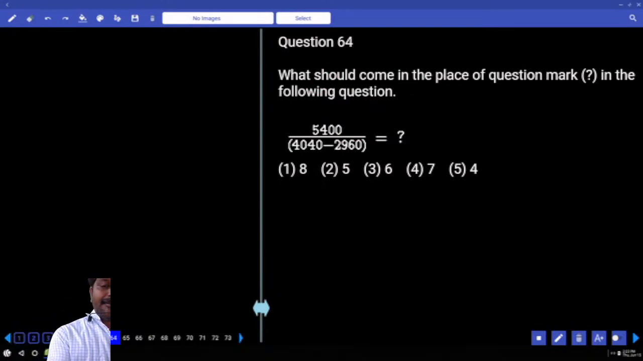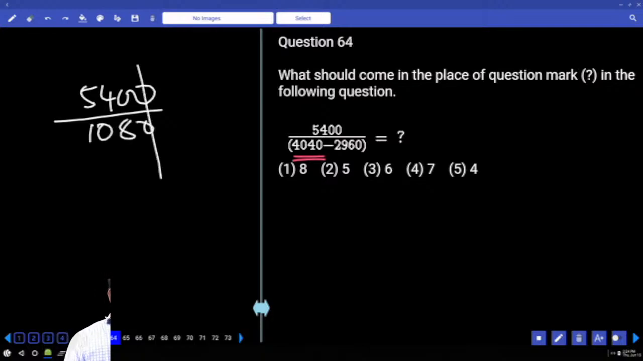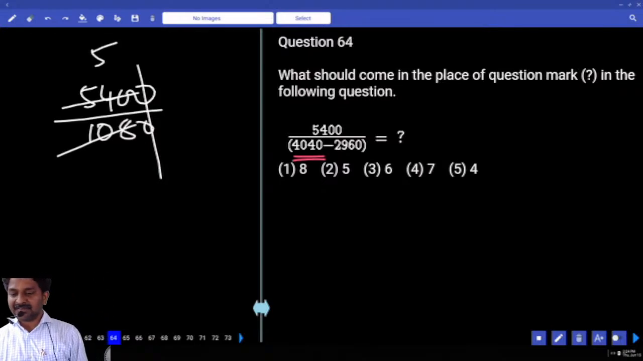Right, numerator 5400. First number, that is how much more than 4000. The other fellow is how much less than 4000. 1040. 40, 1040. Both together 1000. 0 gets cancelled. 108 10 times. 1080. 108 exactly half of 10 times. 540. 5 times is your answer.